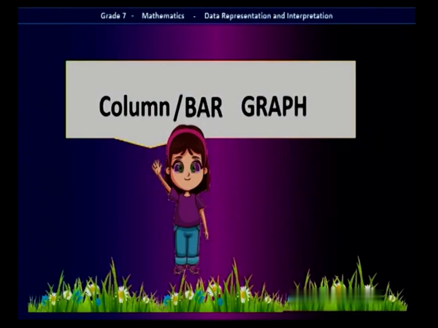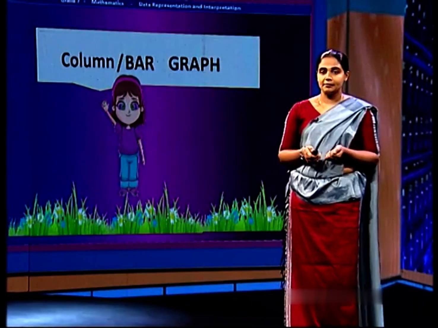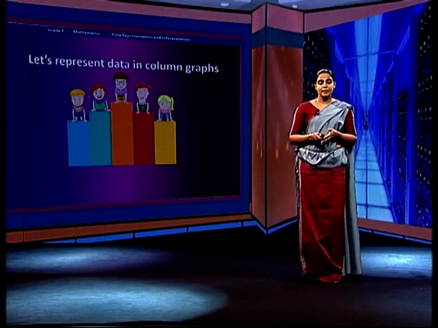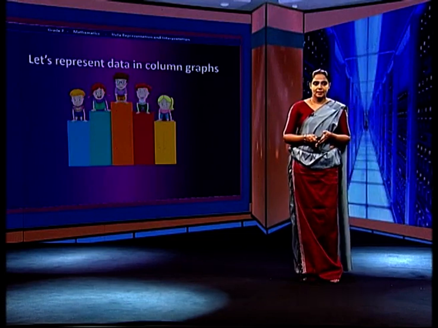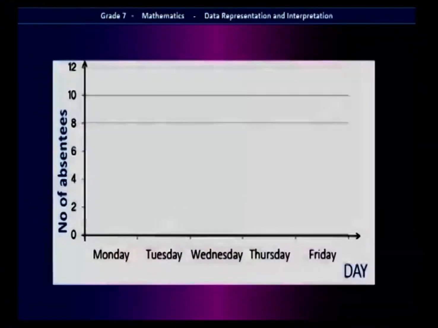Now our lesson, drawing column graphs, or we can use the word bar graphs. What are they? Now let's identify how we can draw column graphs. Here we have to use two axes. They are perpendicular lines. One is used to show the days. The other is used to show the number of absentees. Then axes are divided into equal parts.